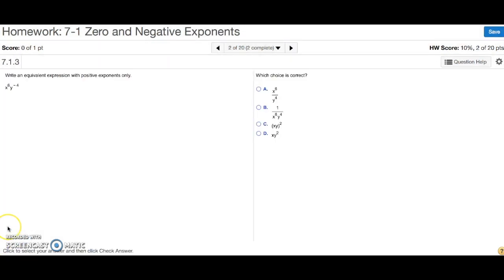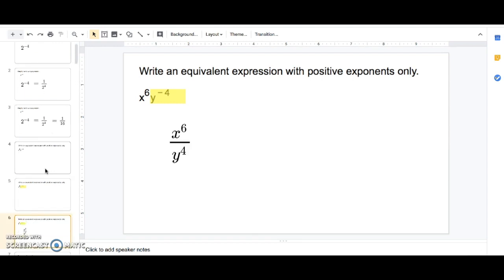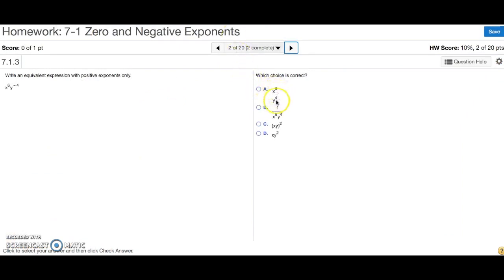That's number 1. Number 2, it is asking you to write an equivalent expression with positive exponents only. We have x to the 6th and y to the negative 4. Okay, so what I like to do with these is highlight the term with the negative exponent. And this is because the term with the positive exponent does not get touched at all, so do not move it at all. The one with the negative exponent has to be moved underneath it. So we'll have x to the 6th over y to the positive 4. The negative exponent then becomes positive. So this will be our answer. We would have x to the 6th over y to the 4, and that would be A.